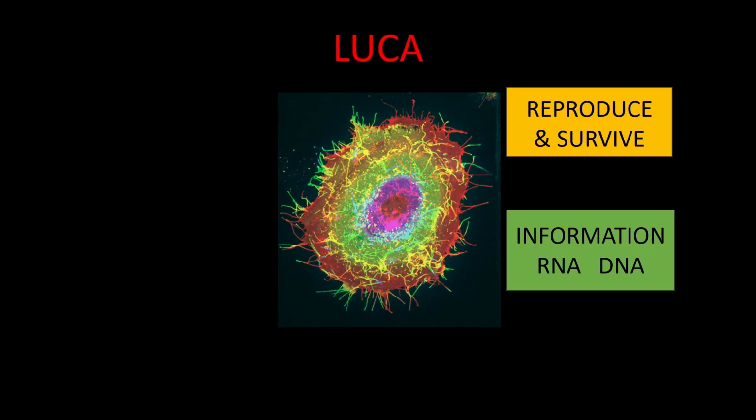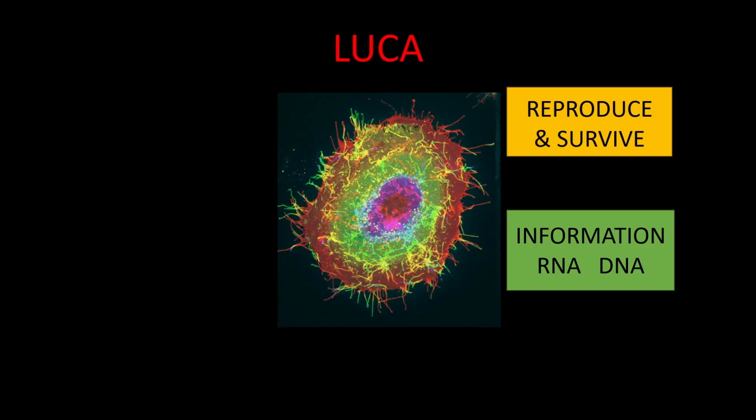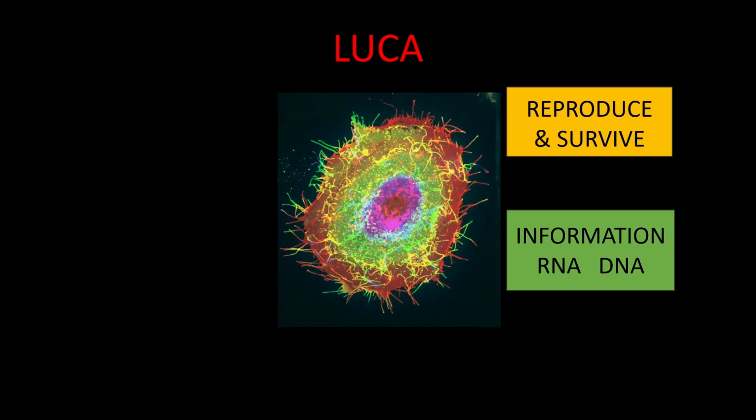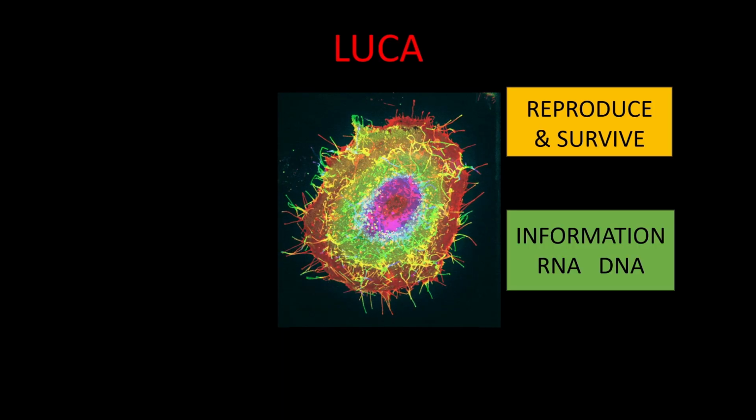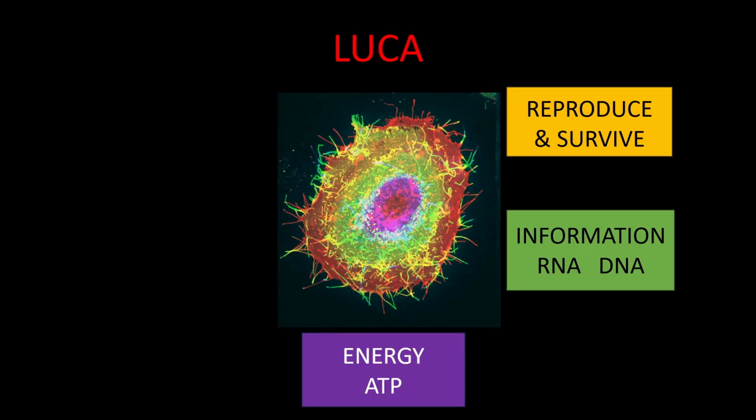And this same molecule turns out to be the information molecule. It's the molecule that carries the ancestry and the heredity. Now, what else do you need? You need energy in the form of ATP. ATP are little molecular batteries that all life on Earth uses to do work, to do things, grow, eat, whatever.